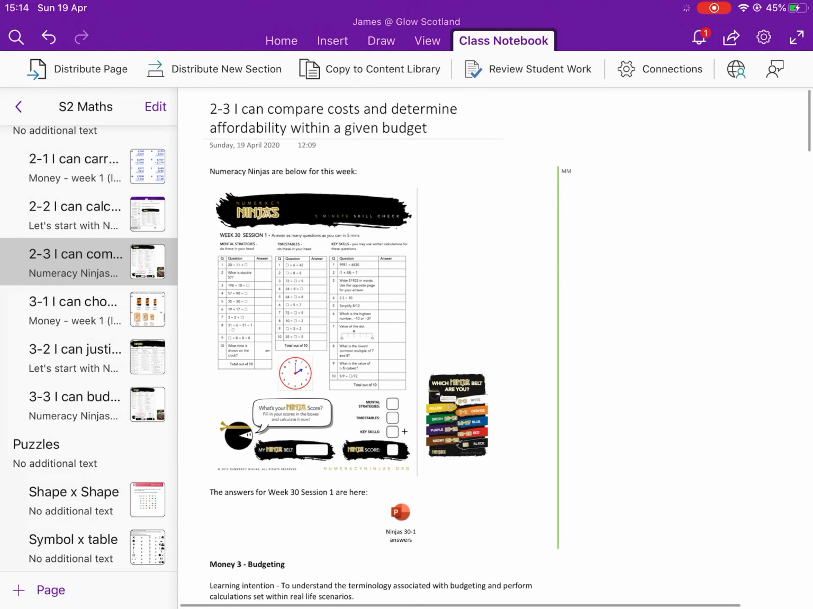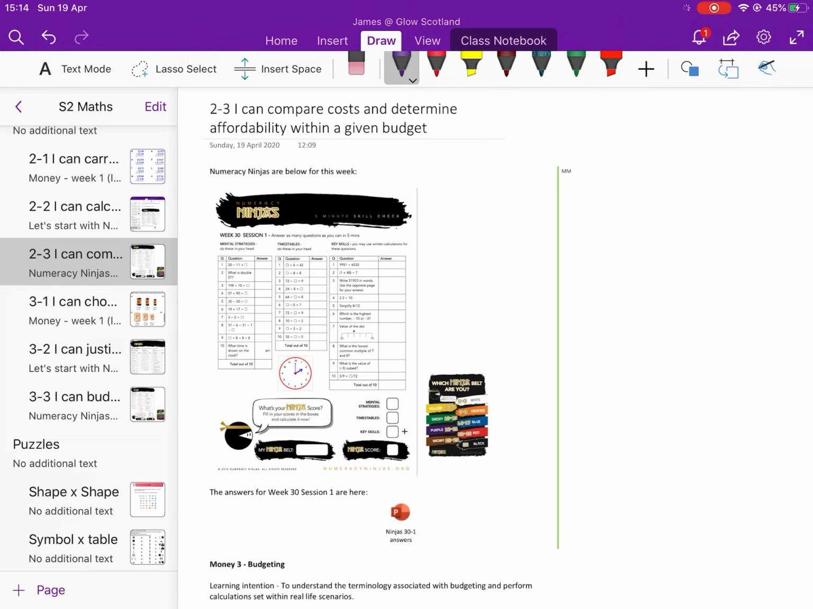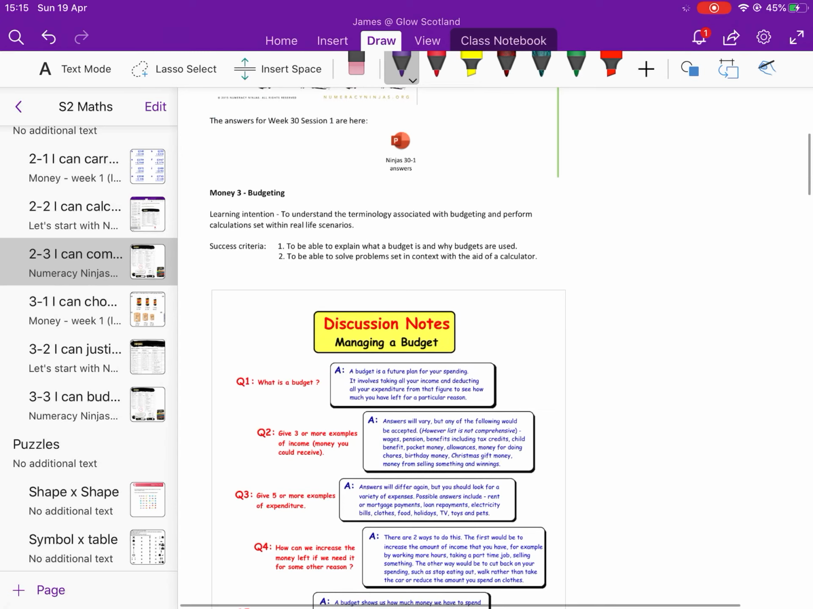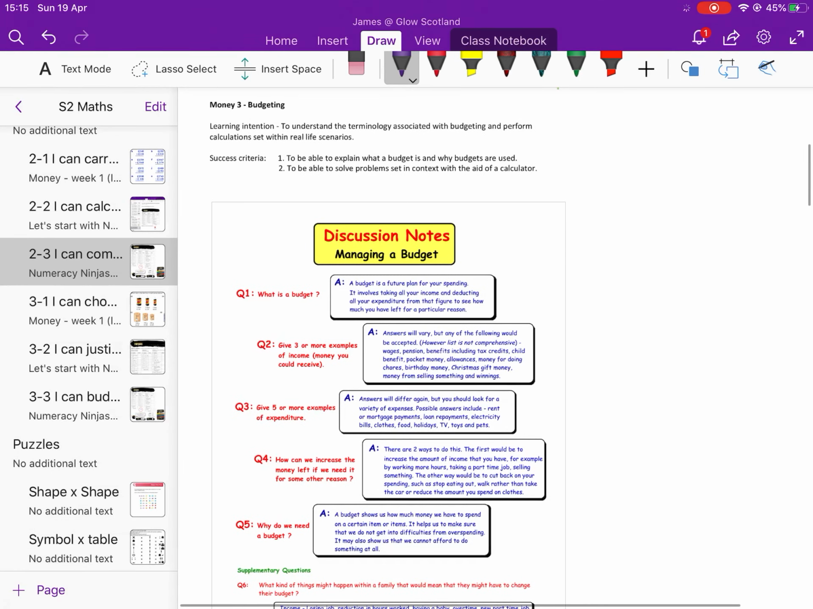So start off by having a go at that and maybe pause the video or come back to it, and I'll take you through what's going to be happening for the rest of the lesson. Like I say, it's the third lesson, so it's money 3.